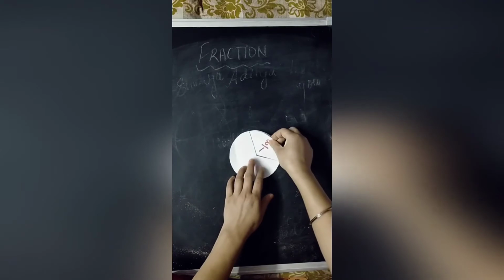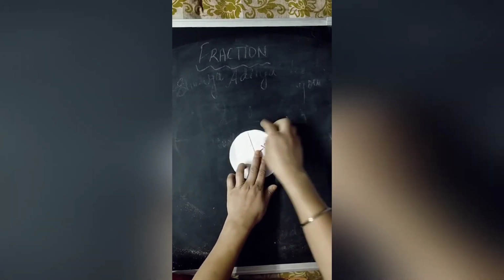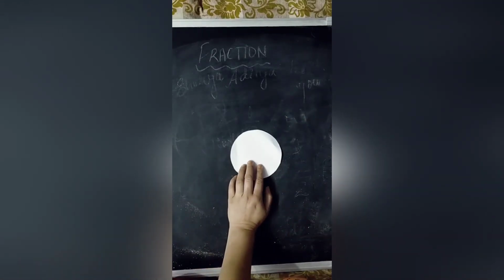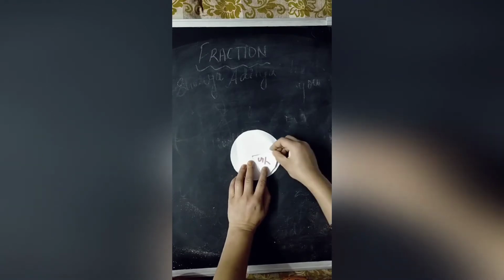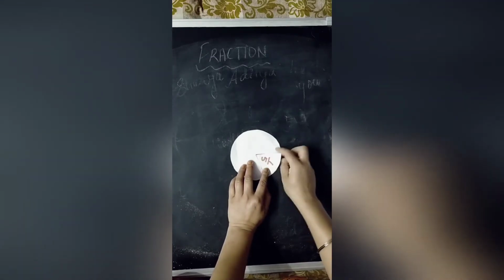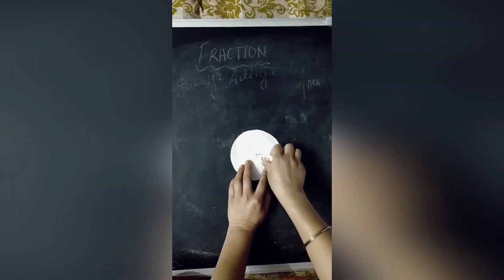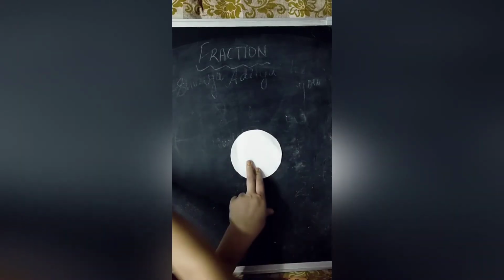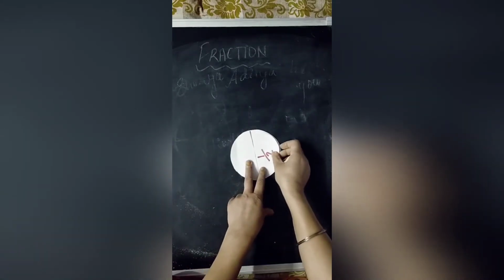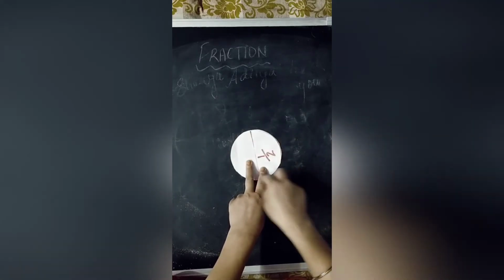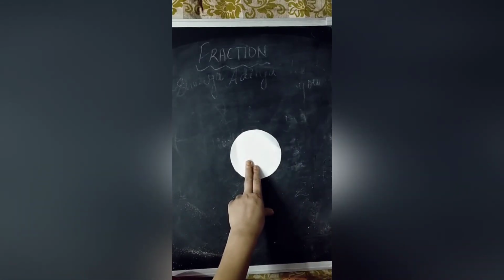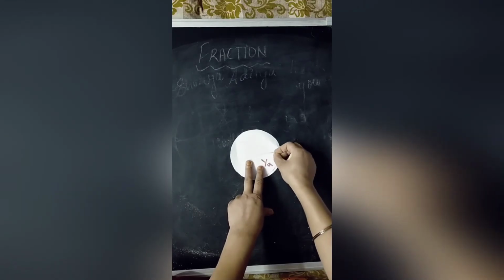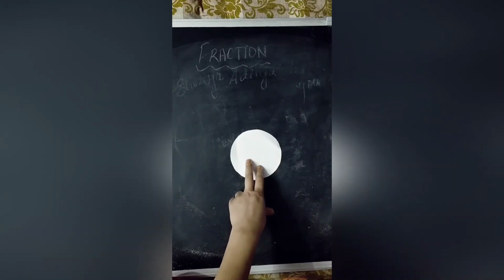We have made a third. This was the part of this 1 full pizza. Sorry, if we have made 1/5, this 1/5 is the part of this 1 full pizza. This is half. Half is also the part of this 1 full pizza. If we have made a fourth, it is also the part of this 1 full pizza.